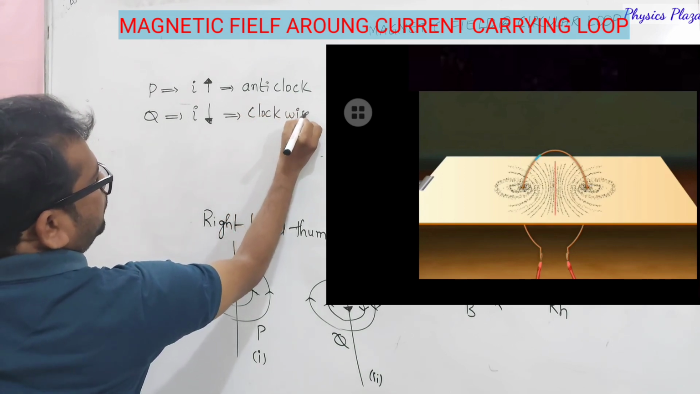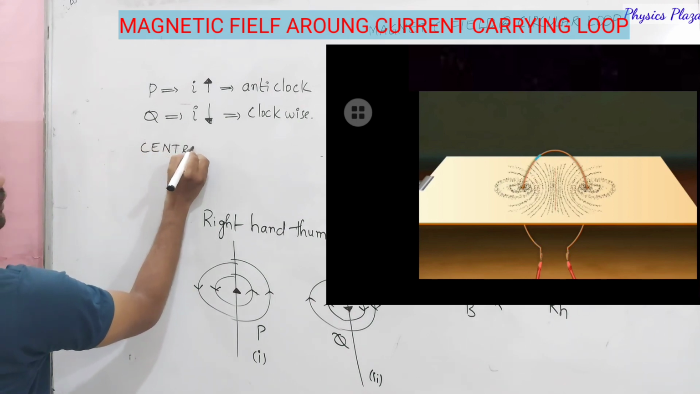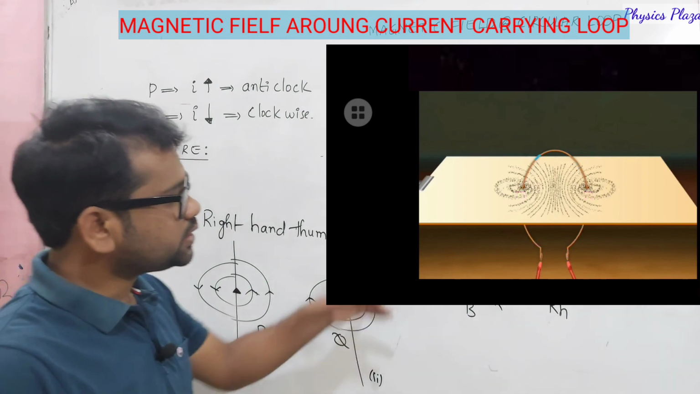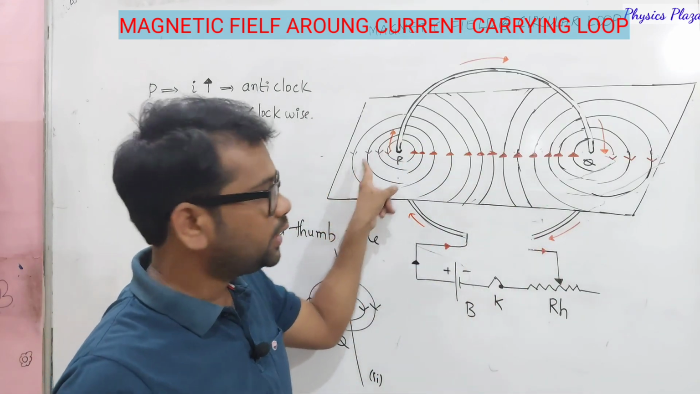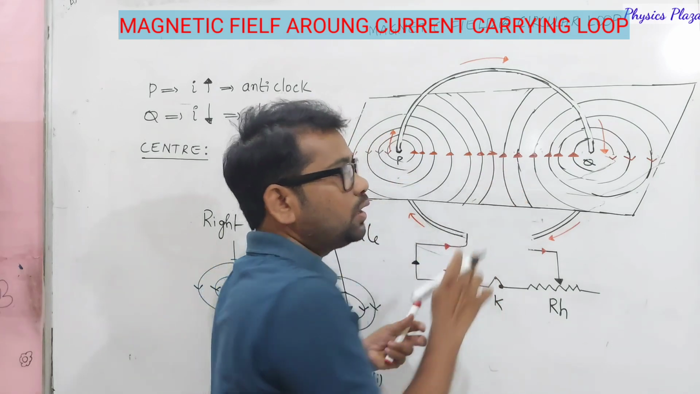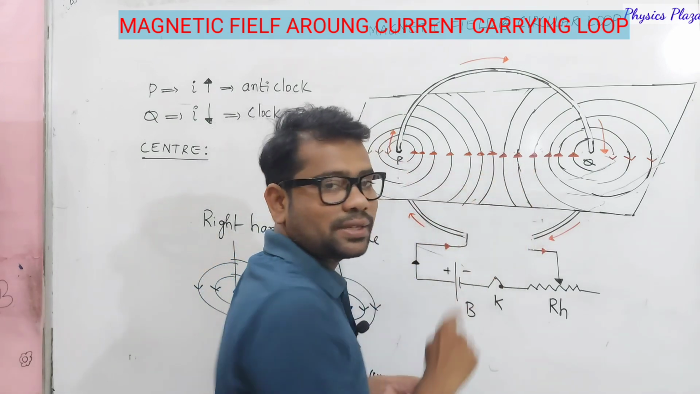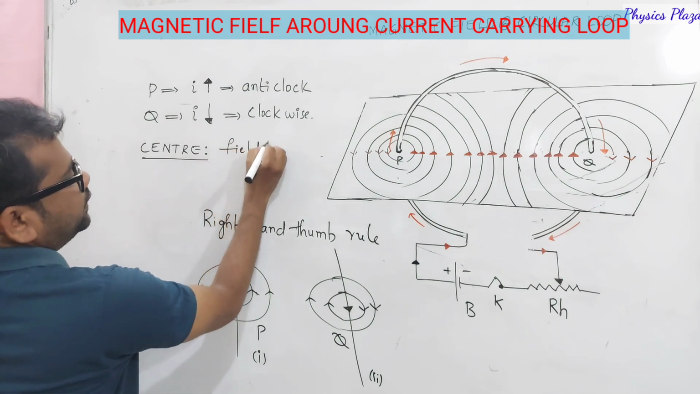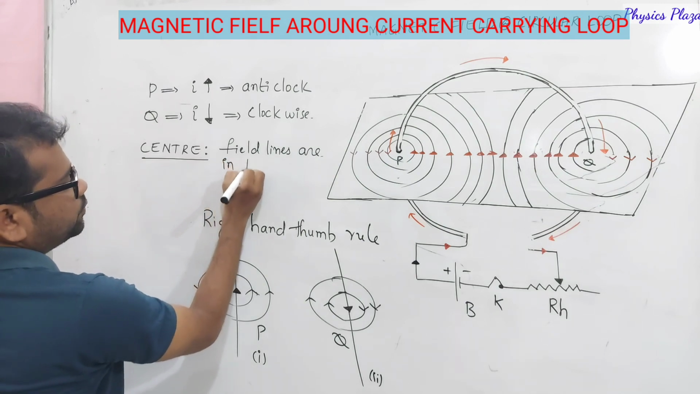Clockwise direction. But children, at the center of the coil, at the center of the loop, try to understand. It's very important. Try to notice here at the center. Of course, here it is anti-clockwise, here clockwise. What about at the center of the coil, children? At the center of the coil, don't you think that all magnetic field lines are in the same direction? Yes. All field lines, very important, are in the same direction.